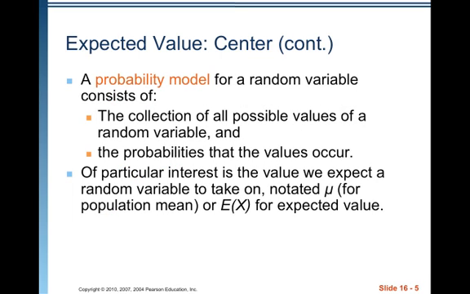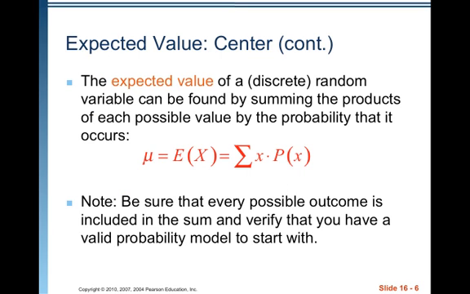A probability model for a random variable consists of the collection of all possible values of a random variable and the probabilities that those values occur. And they do need to add up to 1. So that's something important about any probability model. Of particular interest is the value we expect a random variable to take on, notated rather as mu for the population mean, or E of x for expected value. So mu and E of x, mean and E of x, same thing. Expected value and mean, exactly the same thing.